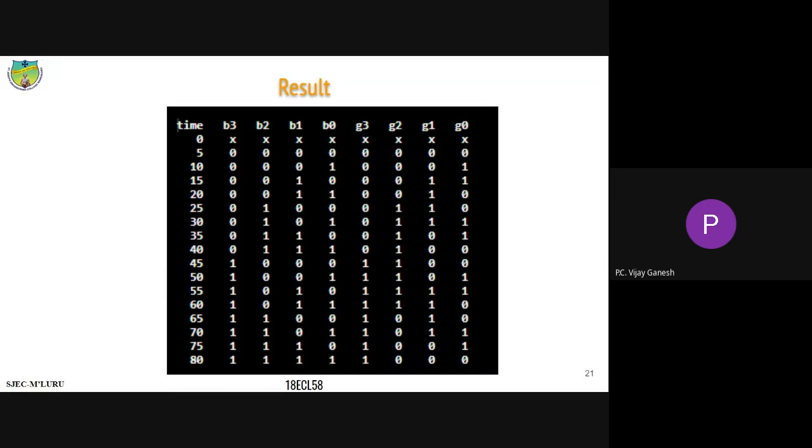So do you have any doubts in the test bench? How we have used the concatenation technique to assign n bits to the n-bit registers?